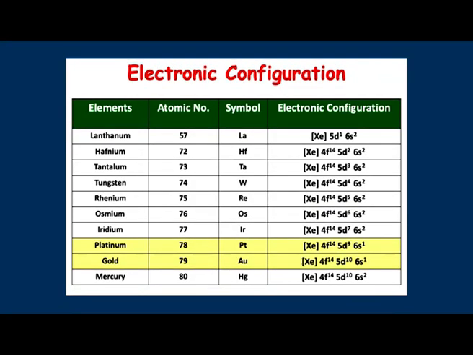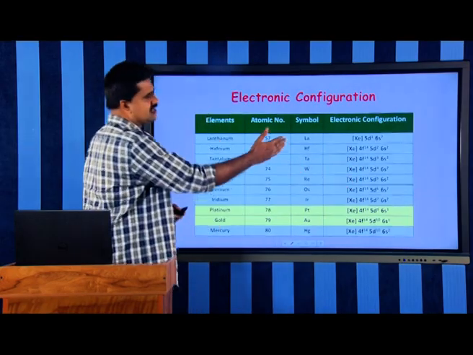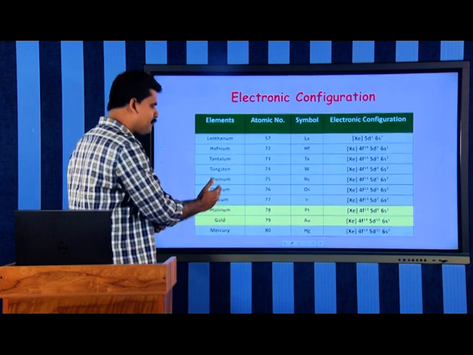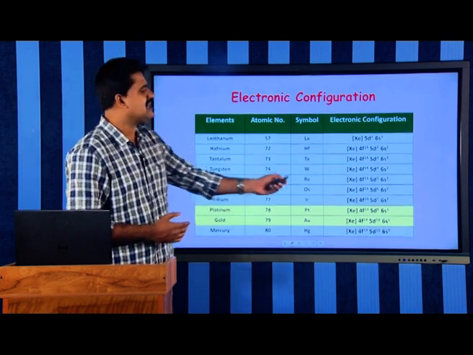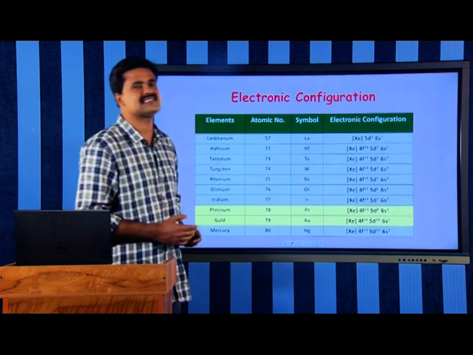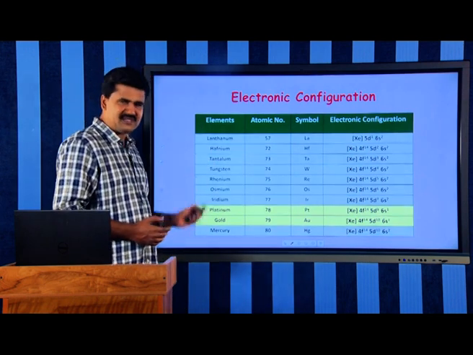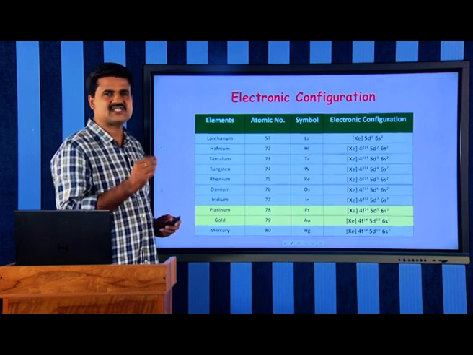This is about the electronic configuration of the elements of the 5d series, and two elements are shown, platinum and gold, with exceptional configuration, because all other elements have the outer shell arrangement 6s2, but for platinum and gold the outer arrangement is 6s1. So two elements, platinum and gold, show exceptional arrangement.